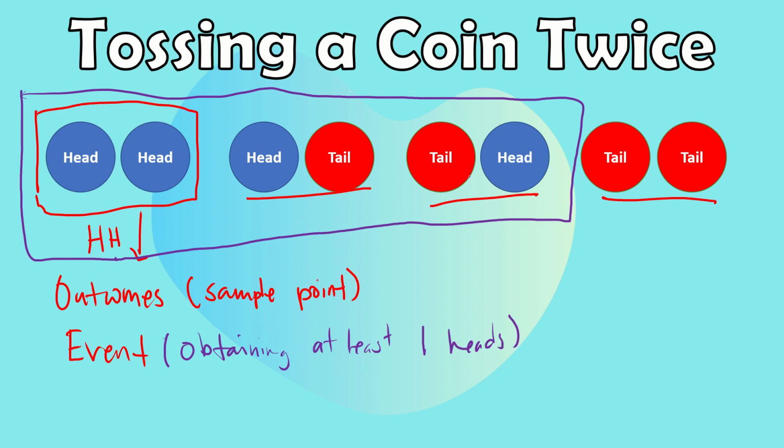Ito yung tatlong yon. Kumbaga, di ba? Ang outcome, isa lang. Ang event, depende kung ano yung pwedeng marami. One or more. So, obtaining at least one head. So, yan, tatlo. Kung obtaining at least two tails, ito lang yung event natin.